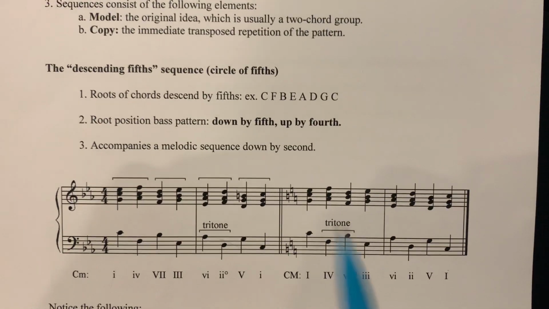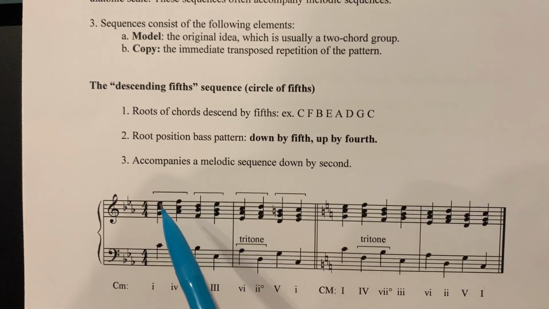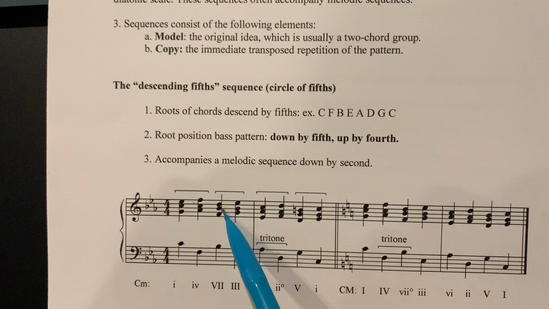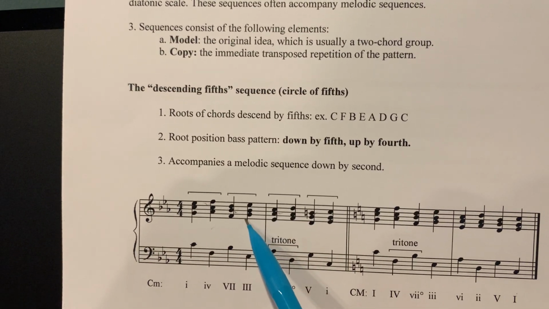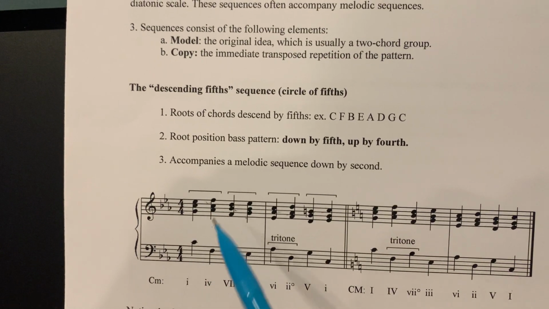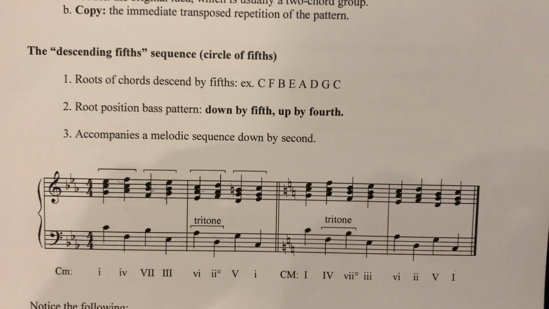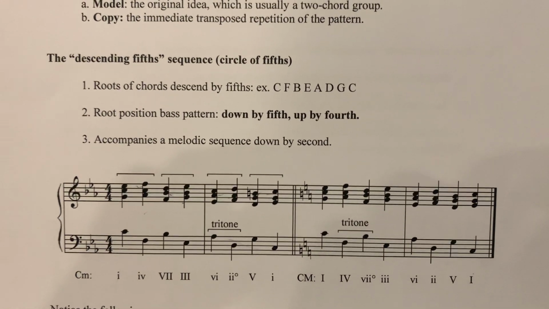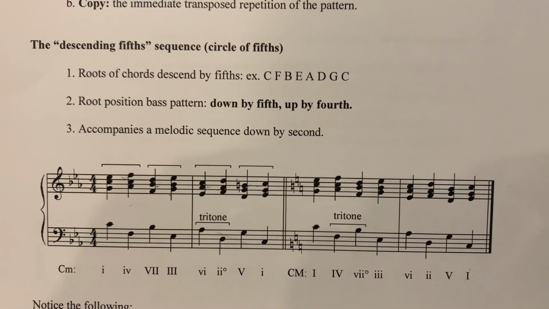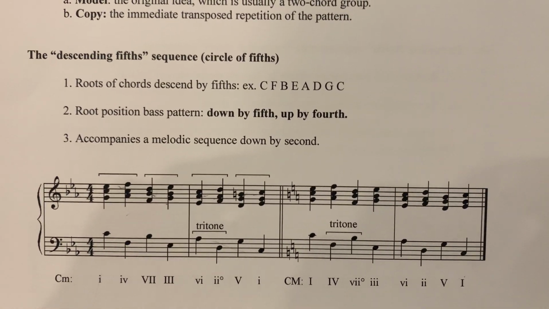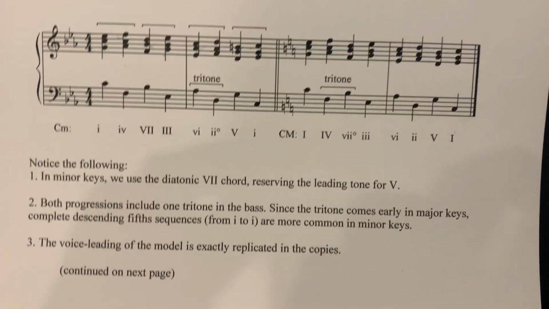Notice that what I bracketed here is the model, and notice how it keeps getting moved down by second. This is what creates this sense of a sequence. This is your two-chord group that keeps getting transposed down. So it's basically like a melodic sequence that goes down by second. Sometimes you'll notice that this is this sequence just by the way the melody is moving. Let me read the next couple things and I'll play you this one.